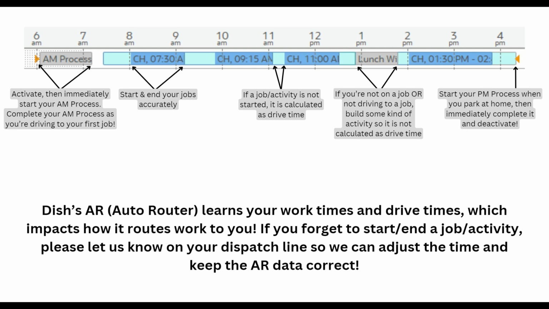So, in essence, if a job or activity is not started, the autorouter sees it as drive time. So, if you're not on a job or not driving to a job, please make sure that you build and start some kind of activity so that the autorouter does not see it as drive time. Now, as soon as you get home, you start your PM process, then immediately complete it and deactivate, which you can see by that orange arrow completing the last activity.